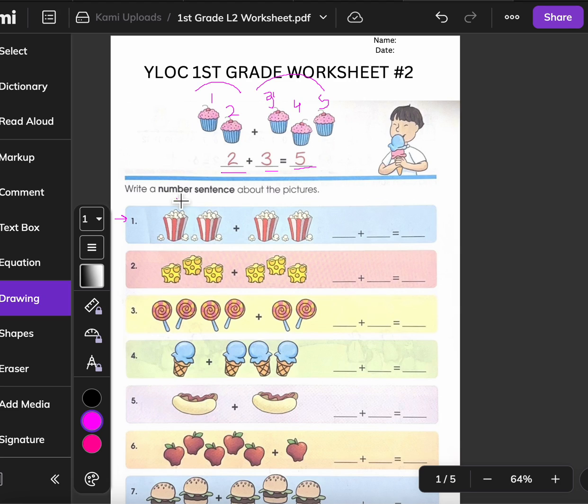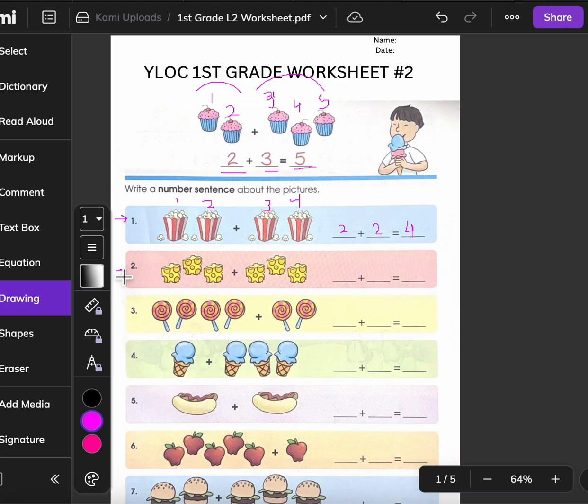So we have 1 and 2 on this side. So we have 2. And then 3 and 4. So that tells us there's a total of 4. And there's also 2 on this side. So 2 plus 2 is 4.